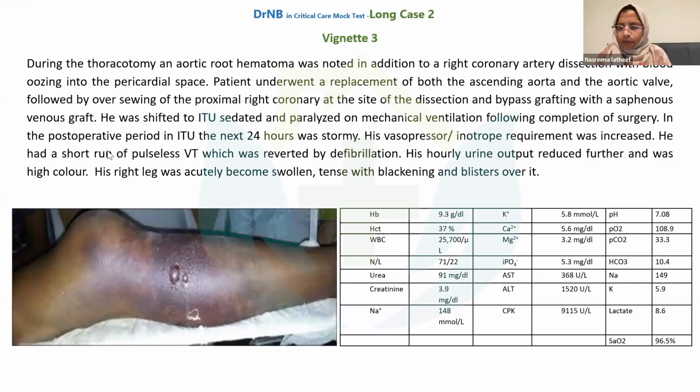He had a graft done, so it could be the graft, or ischemia due to the dissection, or an embolic phenomenon happened. How do you diagnose embolic phenomena, and what will it lead to?